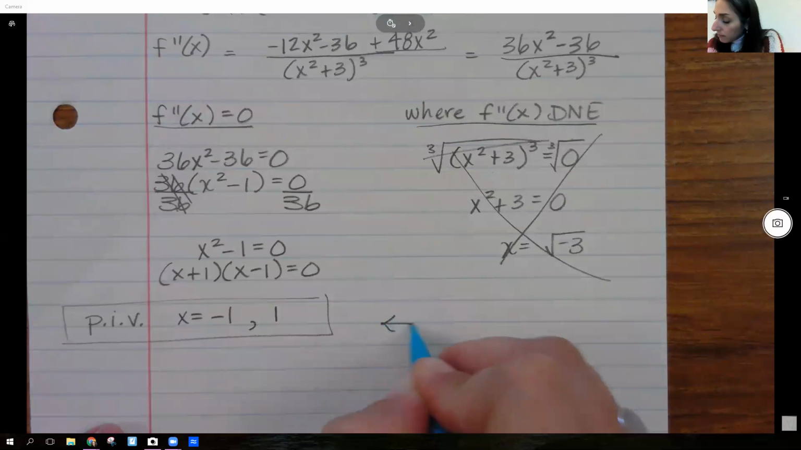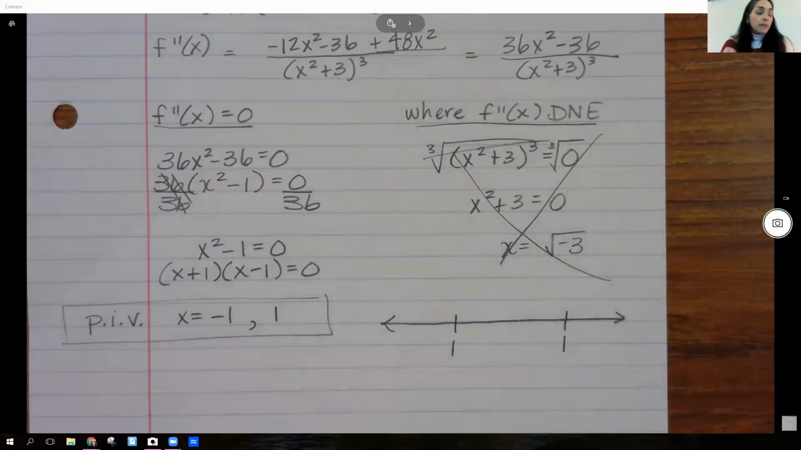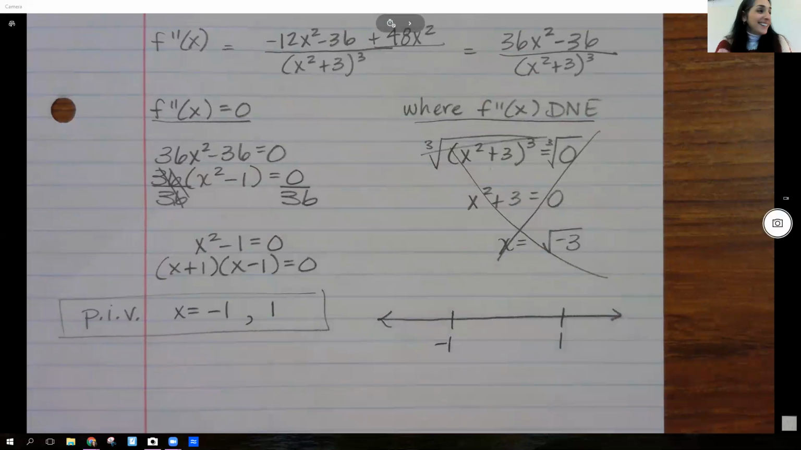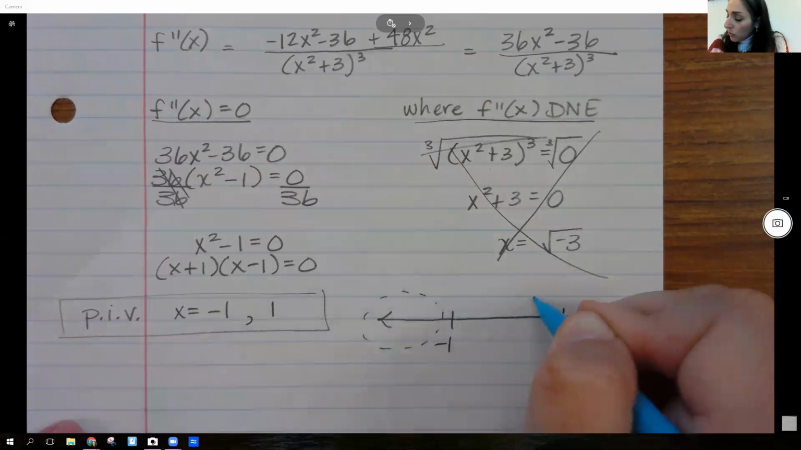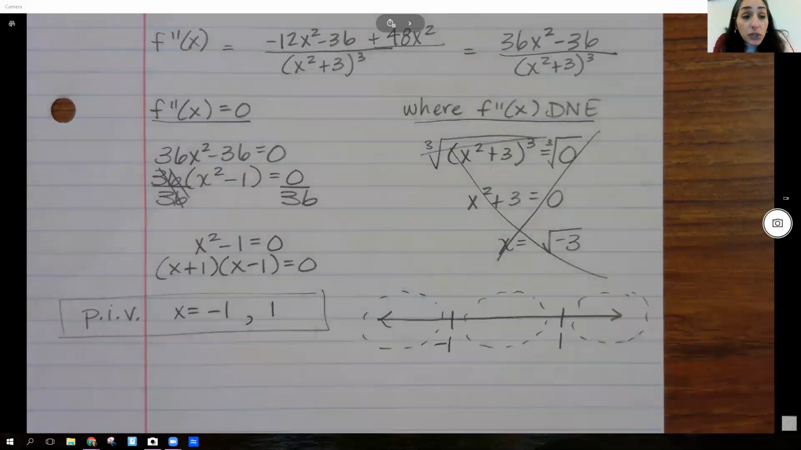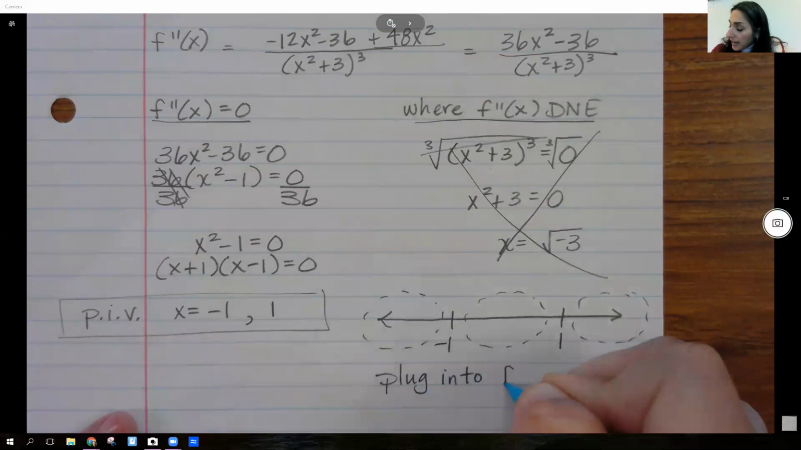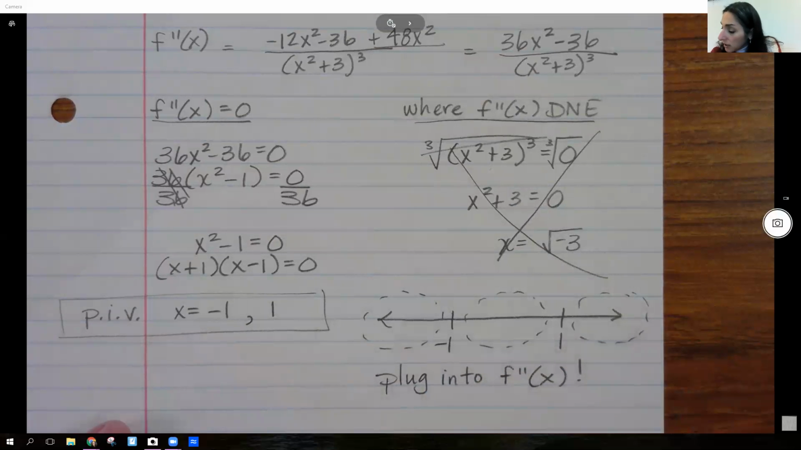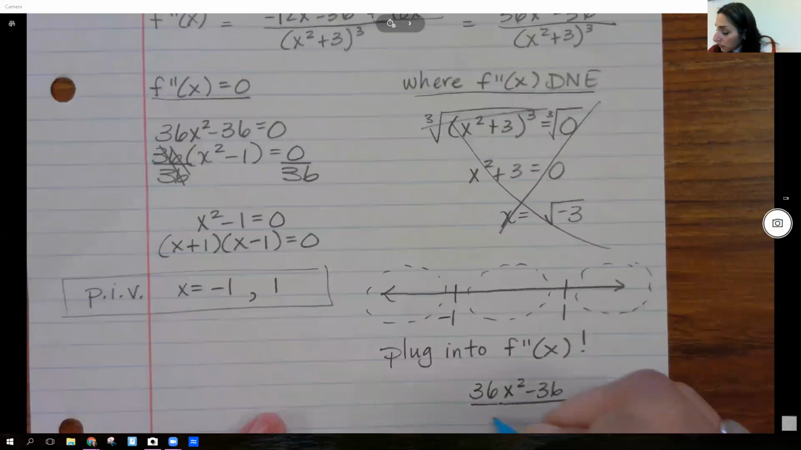So you make a number line, put -1 and 1 on there. I guess I need to make one of them negative. There we go. Put -1 and 1 on there. And then you need to check something smaller than -1, something in between -1 and 1, something bigger than 1, and see what kind of answers you get, positive or negative. Remember, you are plugging into the second derivative, which was 36x squared minus 36 all over x squared plus 3 cubed.